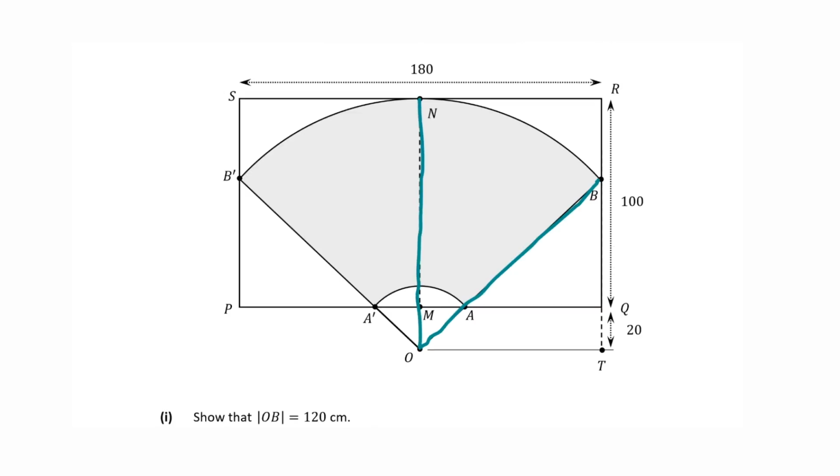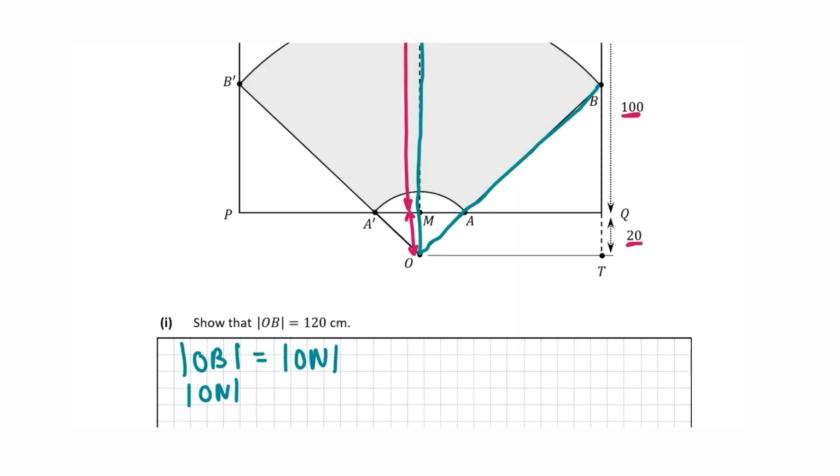The distance from N to M is the height of the rectangle, which is 100, and then the distance from M to O is this extended distance, which is 20. Therefore, the distance ON is equal to 100 plus 20, which is equal to 120 centimeters, which is what we wanted to prove. So that's your answer to the first part of the question, and to get that answer you get a total of 5 marks.